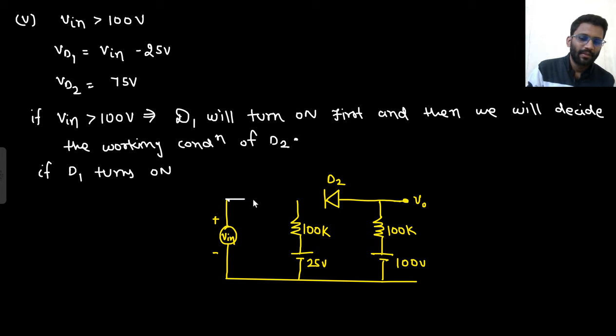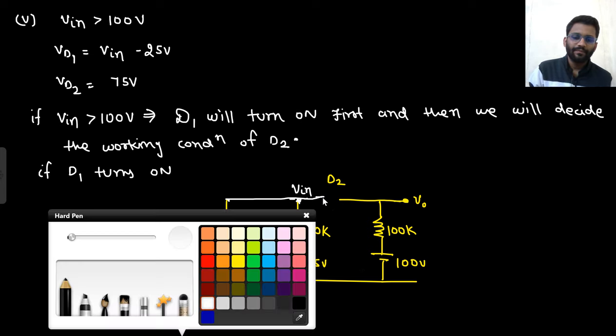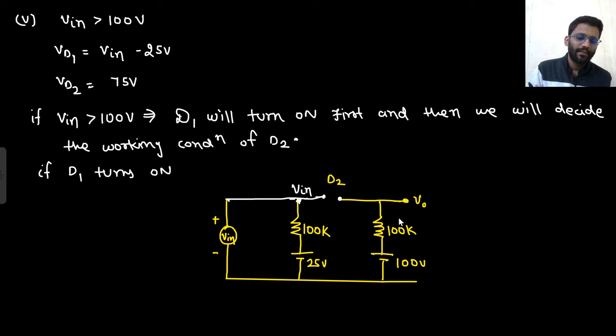What will happen? This will be shorted, right? This Vin will come here. And this we are applying open circuit test. As per open circuit test, if D2 turns on, that means VD2 would become Vin minus 100.